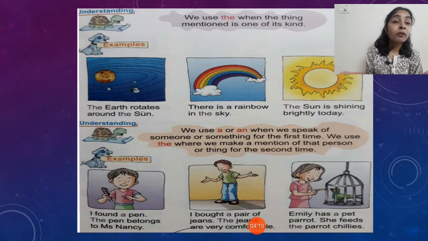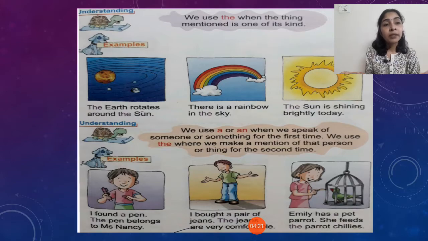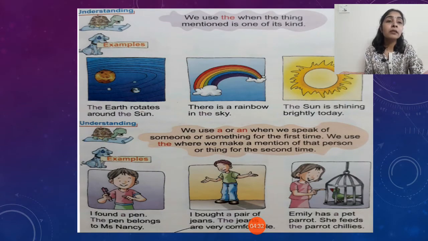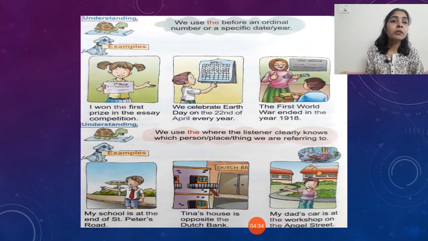I bought a pair of jeans. The jeans are very comfortable. So I bought a pair of jeans. Now any pair of jeans I bought, now it is very comfortable. So here what do we use? The for it. Emily has a pet parrot. She feeds the parrot chili. So a pet parrot, it is not definite, but when we are talking about it again, then it is a definite thing, and then we use the for it.